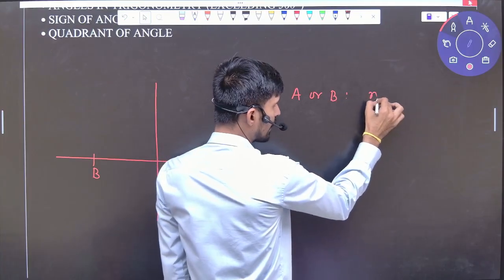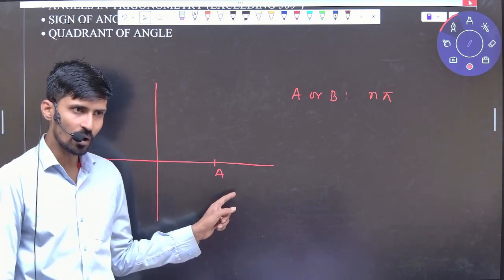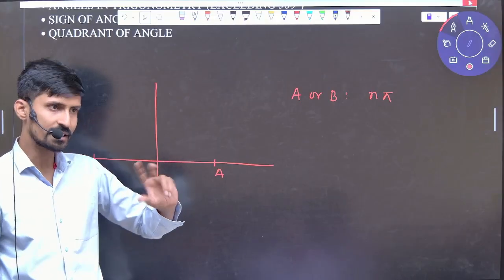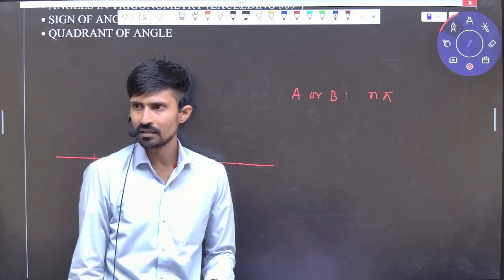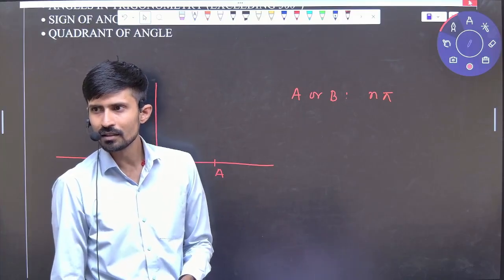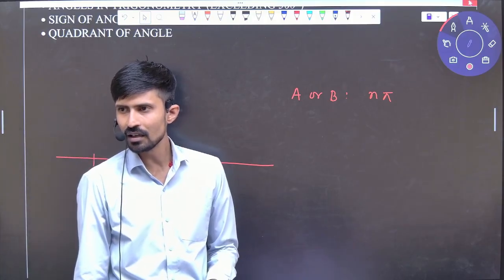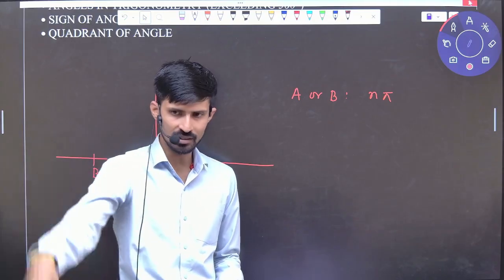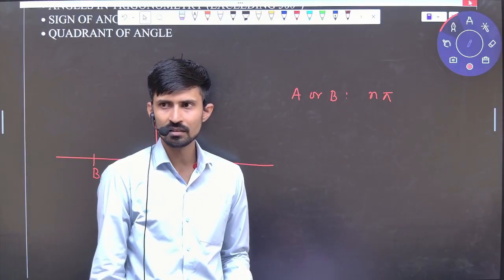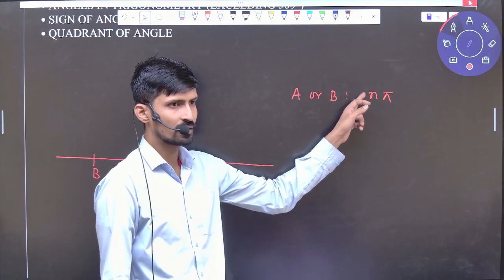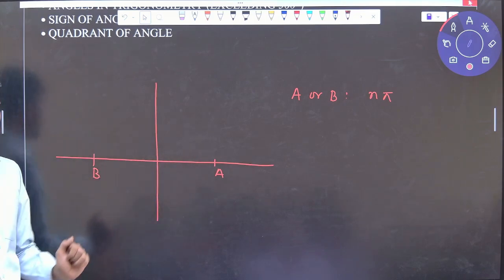You know how we can write n pi. When you write n pi, either it will represent A or it will represent B. Both at the same time it cannot represent. So tell me any integer. Gokul, tell me any integer. Minus 1. Write down minus 1, that is like minus pi. Tell me, is A representing minus pi or B is representing minus pi? B.